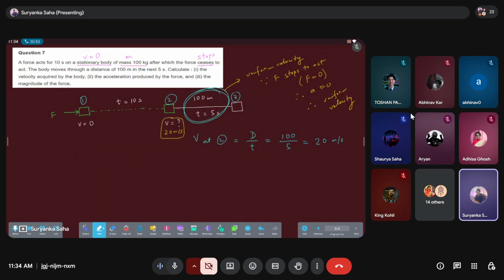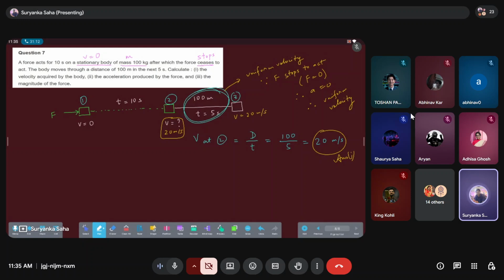Okay. Calculate the velocity acquired by the body. So this is answer 1. Velocity acquired by the body. And here also the velocity will be 20, in position 3 also the velocity will be 20, because uniform velocity will be maintained.